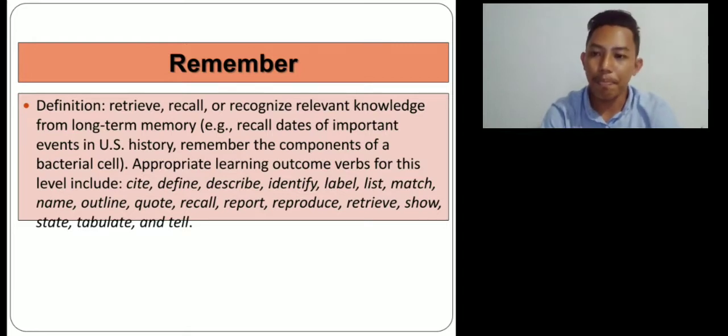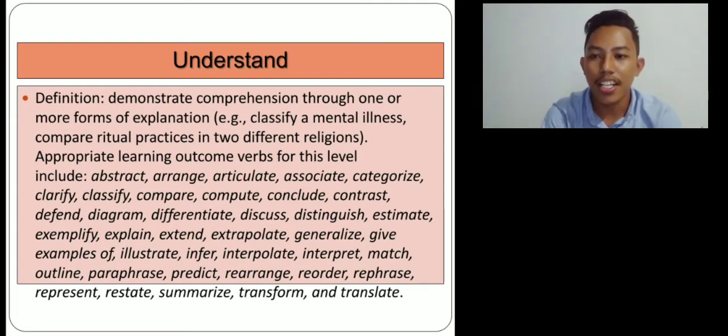The second level is the understand. So in understand, the student can demonstrate comprehension through one or more forms of explanation. So for example, classify a mental illness, compare ritual practices in two different religions.